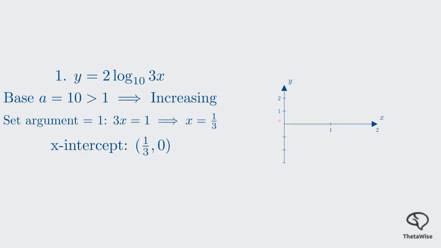Now we can sketch the graph. Draw a coordinate plane. Draw a vertical asymptote at the y-axis, x equals 0. Plot the intercept at (1/3, 0). Then draw a smooth, increasing curve that approaches the y-axis but never touches it, passes through our intercept, and continues upward to the right. And that's the sketch for our first function.